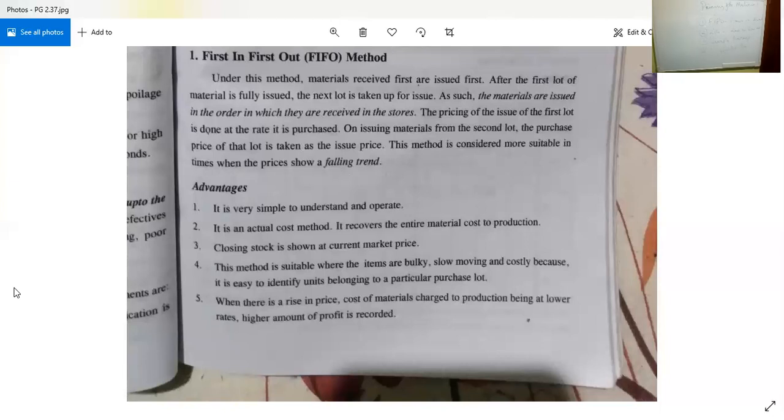It is to be issued also, isn't it? So that is why receipt come first, that is to be issued first. That is the FIFO method. Then pricing of the issue of the first lot is done at the rate it is purchased.